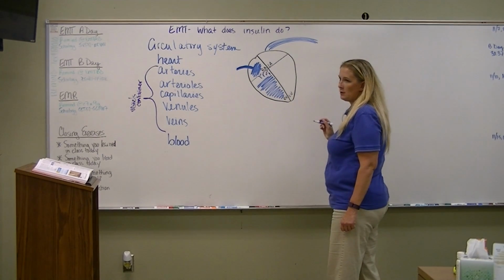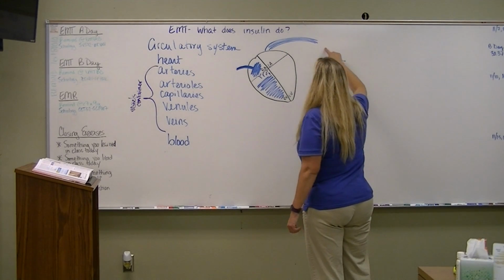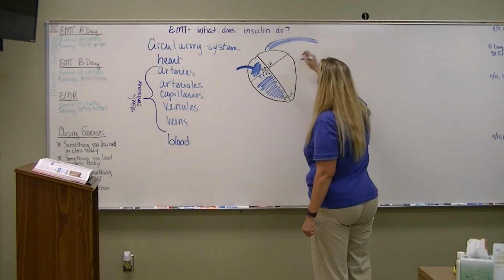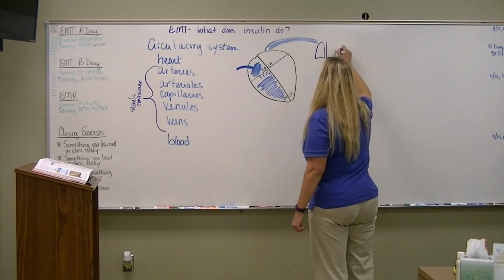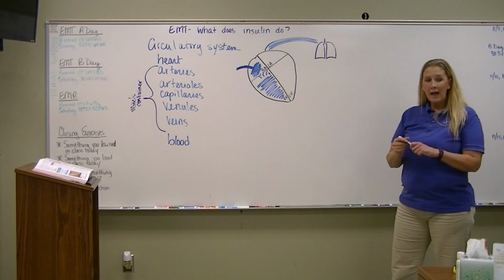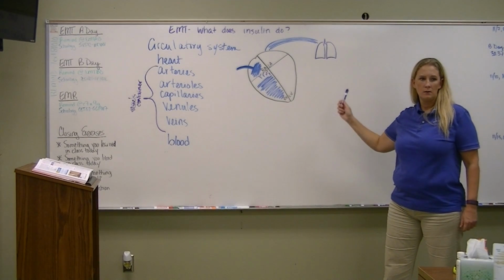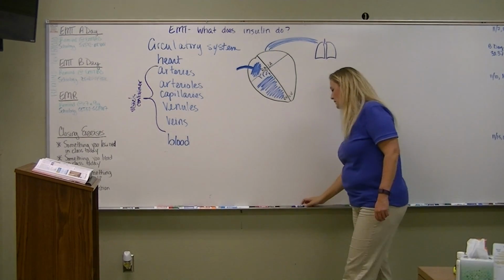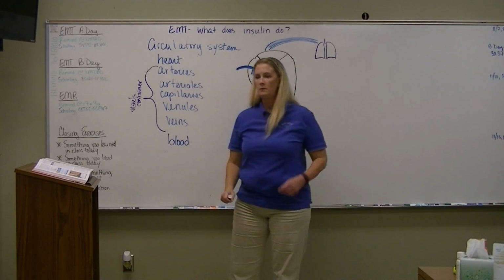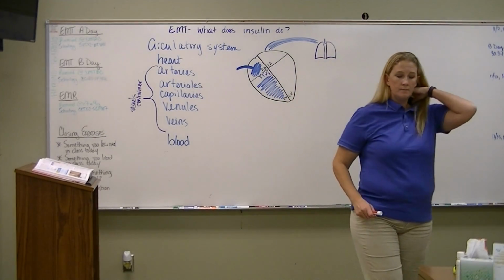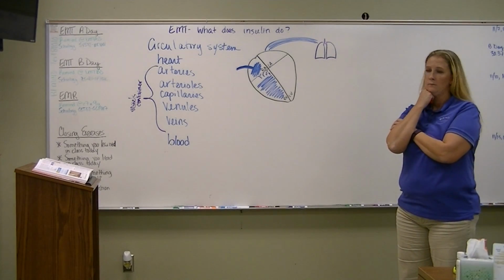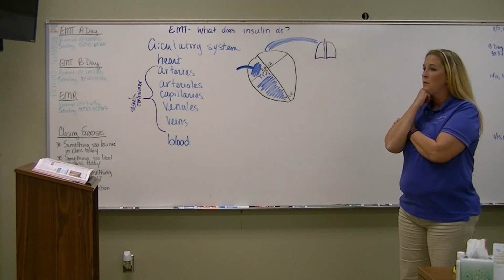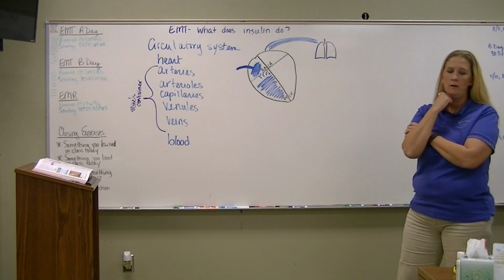Okay? Makes sense so far? Okay, we have deoxygenated blood that leaves the heart out the right ventricle and it goes to the lungs. Okay? And when it comes back from the lungs, what happens in the lungs? It gets oxygenated. How does it get oxygenated? Through the alveoli. What happens in the alveoli?